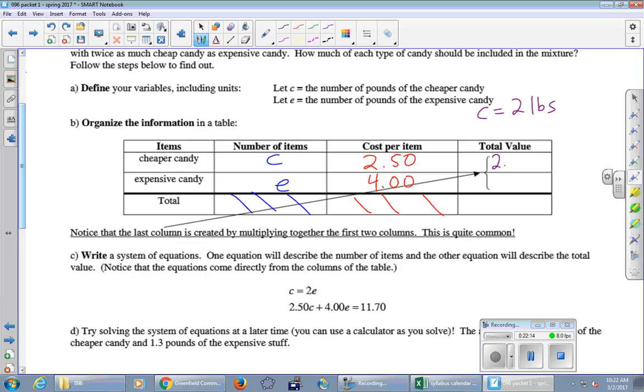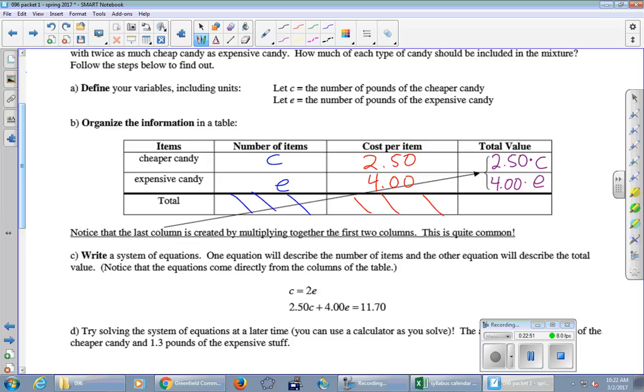So it's $2.50 times, but instead of 2 pounds, it's a variable. It's C, right? Whatever C is, goes right there. So 2.50C. And the expensive stuff, how much per pound? $4 times what represents the number of pounds? E. And that's it. And I will point out, not for the last time, that this final column here is created by multiplying together the first two columns. C times 2.50, E times 4, that goes in this last column.